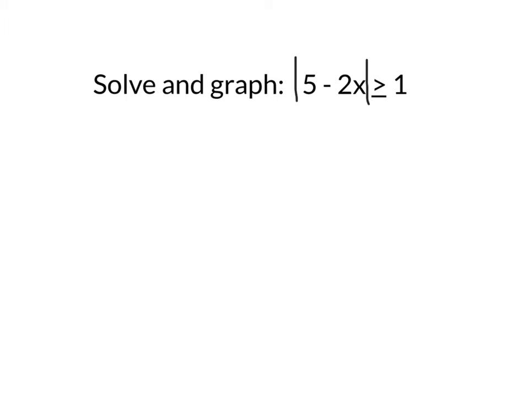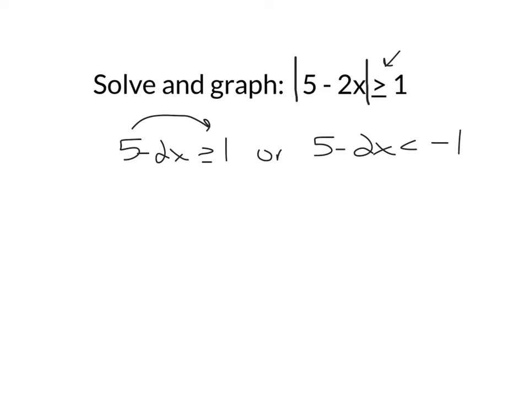Let's look at one more. All right, one more because this is a greater than. Okay, so I'm thinking numbers are further than 1 away. So that means the 5 minus 2x has to be either greater than 1, or to be further than 1 away the other way on the number line it has to be less than negative 1. And I'm just going to solve both of those.